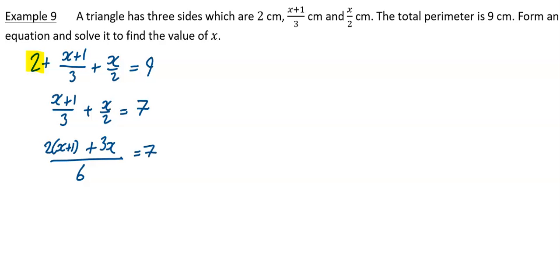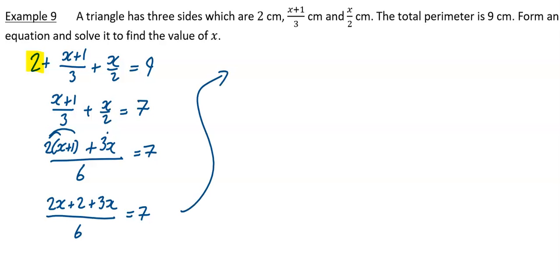Okay, lots of different ways you can do it from here, but I'm just going to tidy up my top line by multiplying out. I'll have 2x plus 2 plus 3x all divided by 6 is equal to 7. How I've got that is I've done 2 times the x and 2 times the 1. So 2 times x is 2x, 2 times the 1 is 2. And then I just have my 3x as well. And then this can tidy up to be 2x plus another 3x is 5x, and plus 2, all divided by 6 is equal to 7.